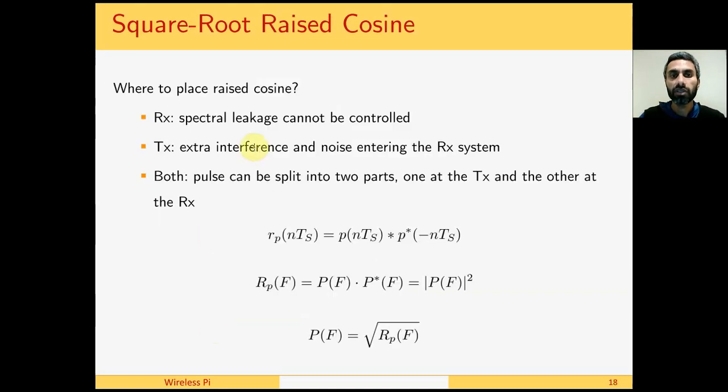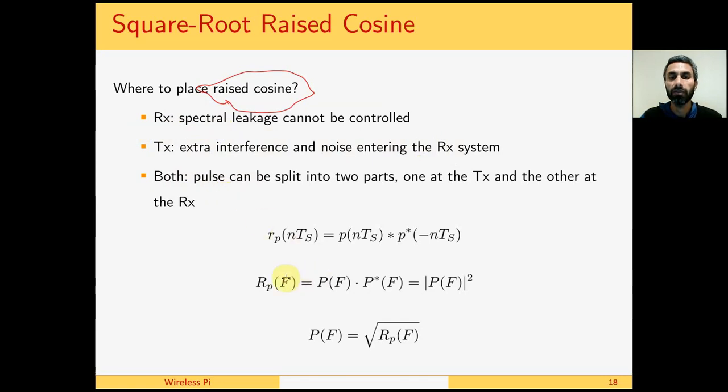The question now arises: where should we place this smooth raised cosine pulse shape? One solution is that we place it at the receiver, but the problem would then be that the spectral leakage at the transmitter cannot be controlled. We can put it at the transmitter, but then extra interference and noise will be entering the receiver system according to the bandwidth of the pulse. So a solution is to split the pulse into two parts. Put one at the transmitter and the other at the receiver as follows.